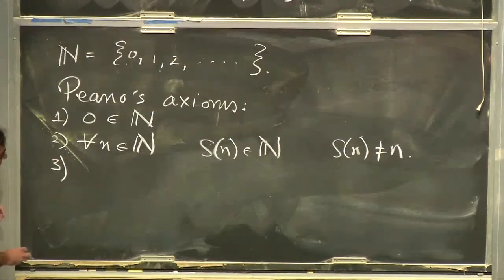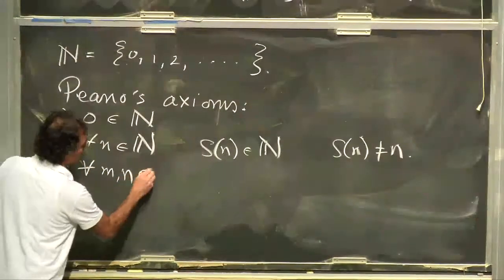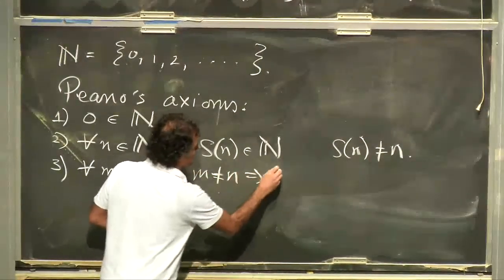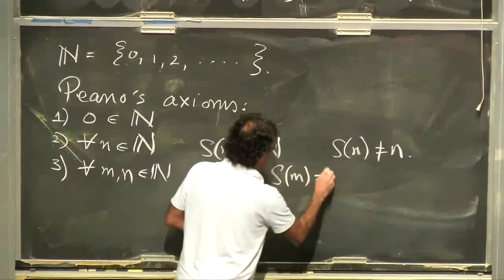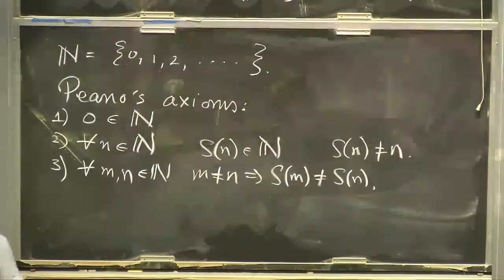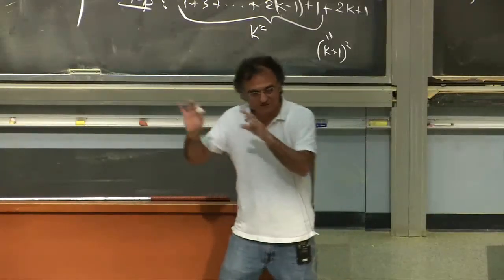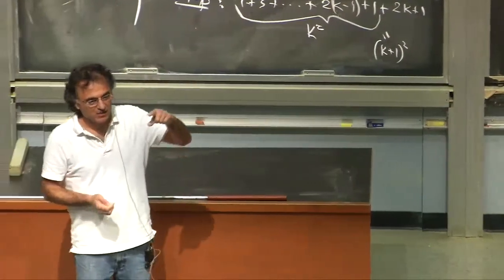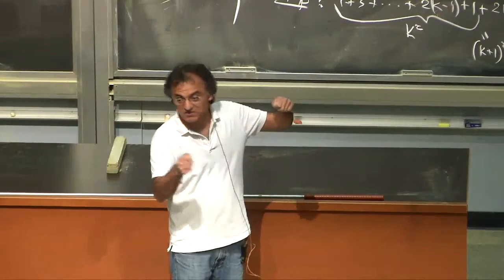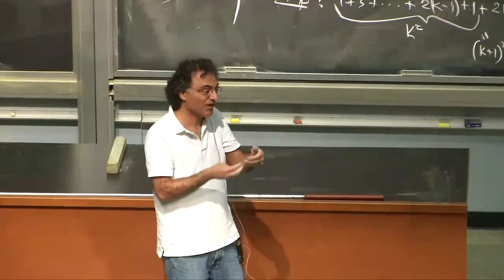3. If for all m, n, m is not equal to n implies S of m is not equal to S of n. Okay? You can't get collisions, right? If you are sitting here in picture land, we are saying, well, when you add 1 to 2 different numbers, you get different numbers. Right? The only way you get the same number when you add 1 is if you add it to the same number.